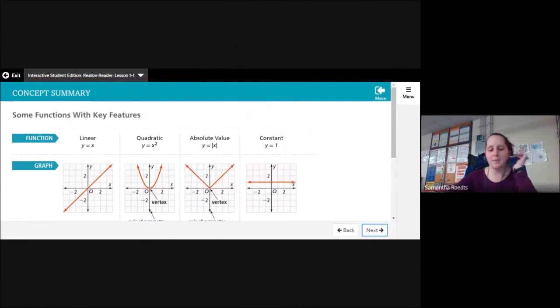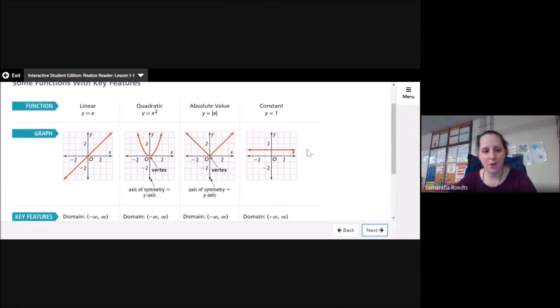All right, so concept summary. So I have linear, quadratic, absolute value, and constant functions. So linear forms a line. Quadratic is a parabola. Absolute value creates this V shape, so it comes to a vertex. And constant is just a straight line.